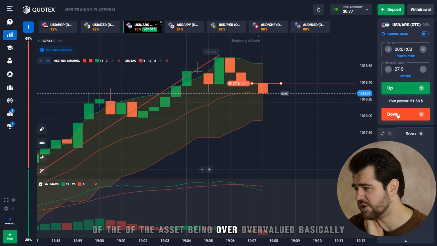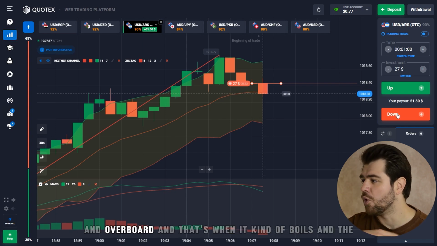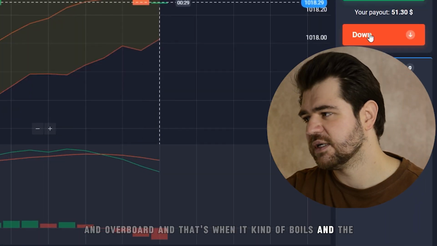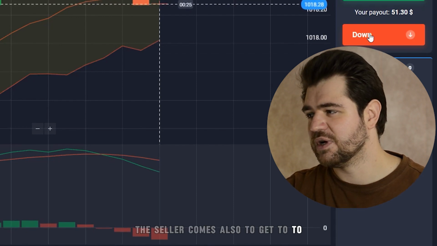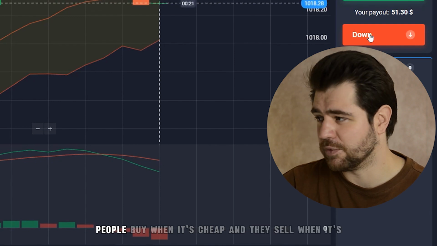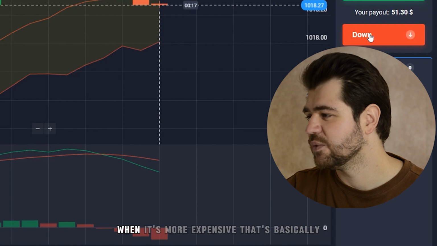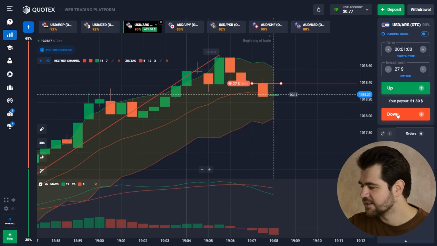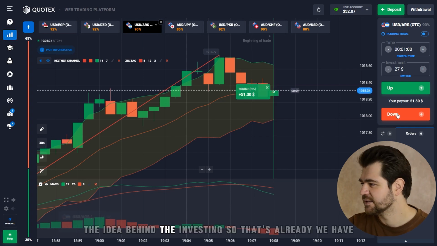I think we are at the zone of the asset being overvalued and overbought, and that's when it kind of blows, and the seller comes to recollect the profits. People buy when it's cheap, and they sell when it's more expensive. That's basically the idea behind investing.